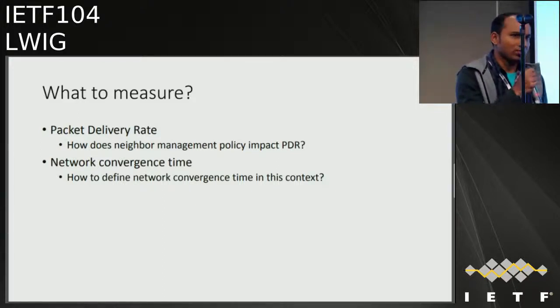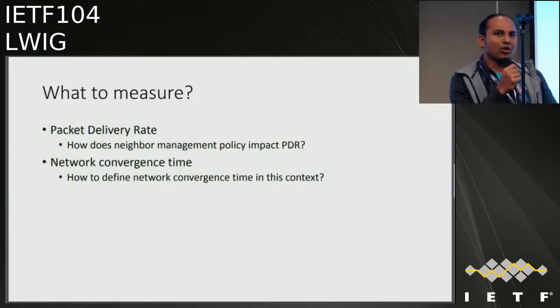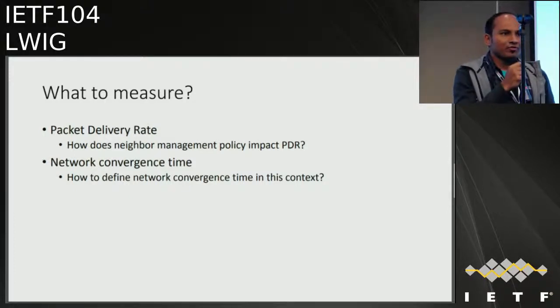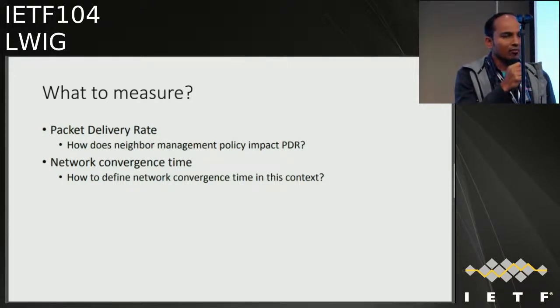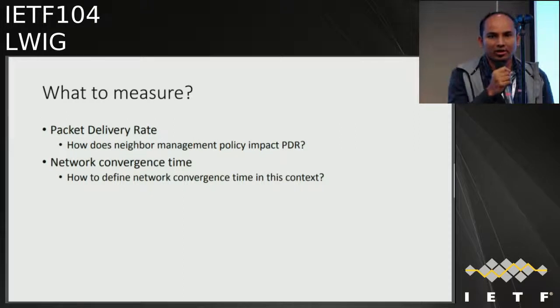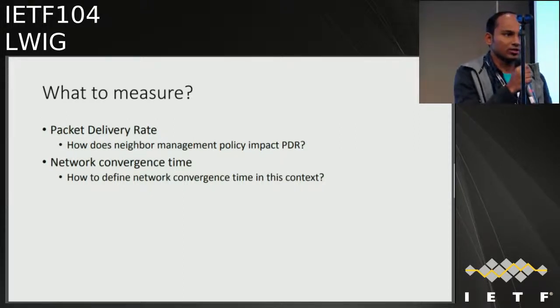Do you define network convergence time as when all the nodes in the network finally join the border router? Well, even if they join the border router, it doesn't mean that all the subsequent hops in between have still retained the entries. So there could be certain churn. So how do you define the network convergence time? Finally, what we decided was that the routing table should be stable enough for X amount of time. That is how we defined it. And this stability should be in the overall network, not necessarily only on the border router.